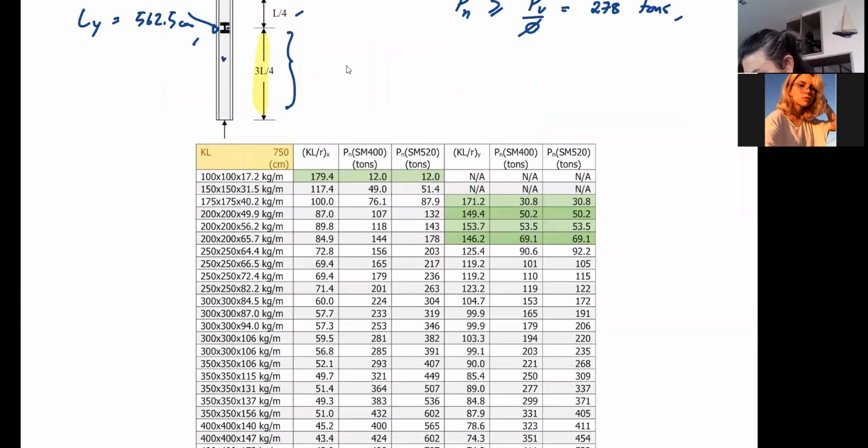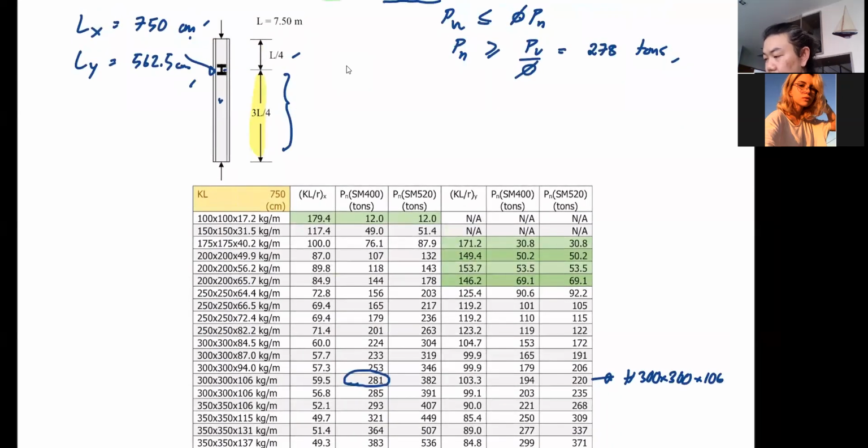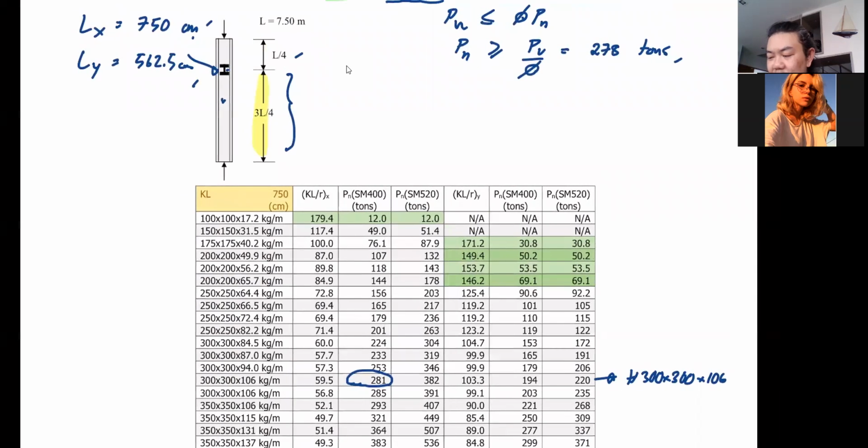Okay, so from this table, you've got 281 here that is greater. So here is H300 by 300 by 106. Okay, that's for Lx. But for Ly, you're now going to have to hit the table with L equal to 562.5 centimeters. You can see that now the unbraced length is kind of weird. And you cannot expect that I will have a table for every 0.5 centimeter, right? So rightly so, we do not have the table for this exact unbraced length.